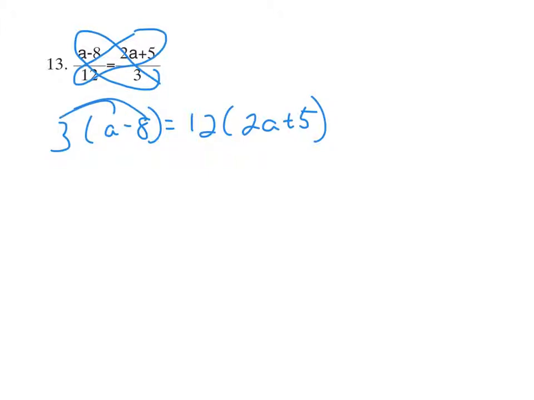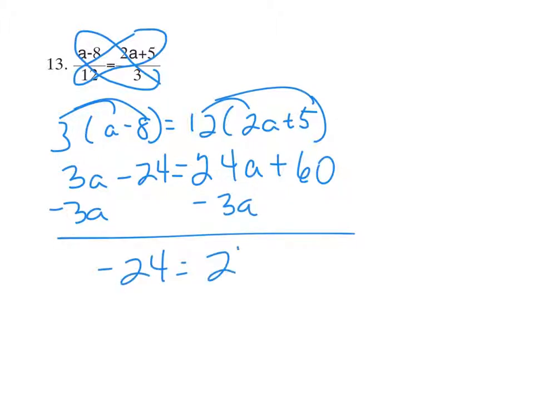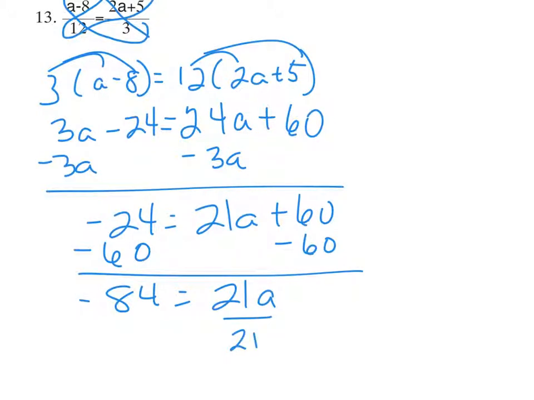Distribute. Oh, this looks familiar now. So 3a minus 24 equals 24a plus 60. Now I can get a on one side. I'm going to subtract 3a from both sides of the equation. So I've got negative 24 equals 21a plus 60. Subtract 60 from both sides of the equation. Negative 84 equals 21a. Divide both sides by 21, and a equals negative 4.